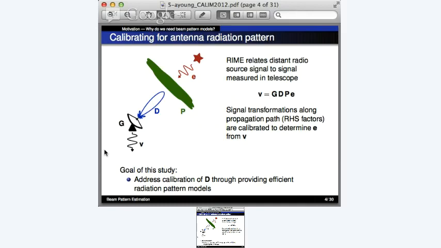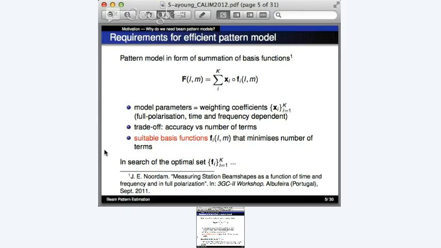So what we're working towards is a pattern model that is described in this form, which is just a weighted sum of a number of basis functions. And in this model, the unknown parameters that need to be solved are the weighting coefficients for the various basis functions. And these are, of course, time and frequency dependent. And we need the full polarization information of the patterns. And ideally, there would be a trade-off between the number of terms and the accuracy of the model.